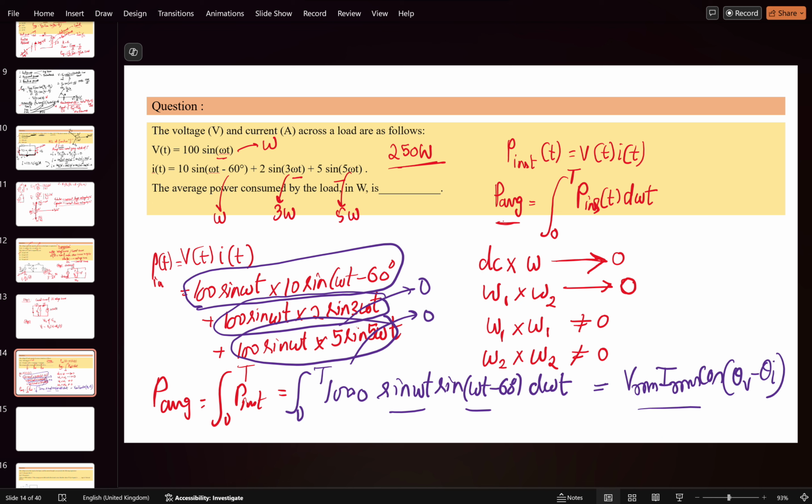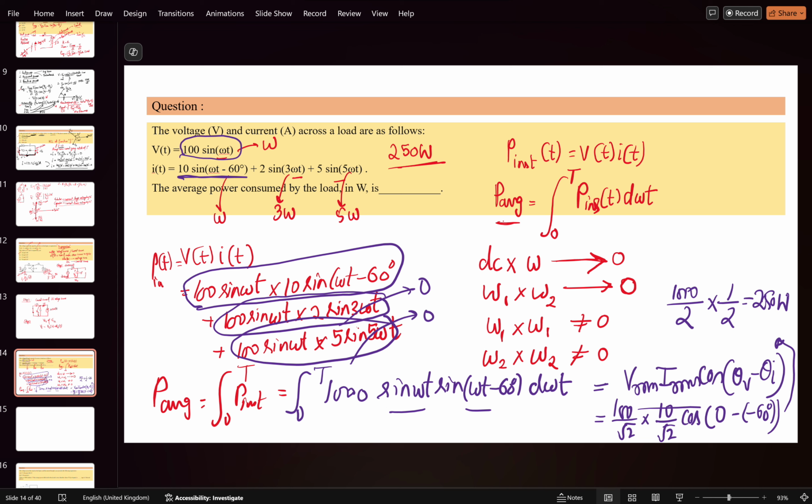What is the VRMS value? That is 100 by root 2. I, what is the remaining? 10 by root 2. What is the cos theta v? Theta v is taken as a reference, so it was 0 minus 60 degree. When you solve this, it will come out to be 1000 divided by 2 multiplied by cos 60. Cos 60 will become half. It will come out to be 250. Got the thing? Any doubt in this?